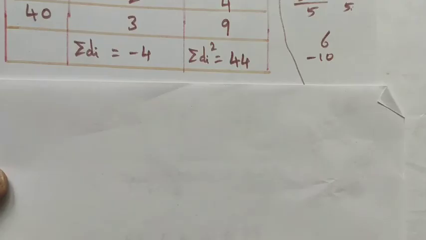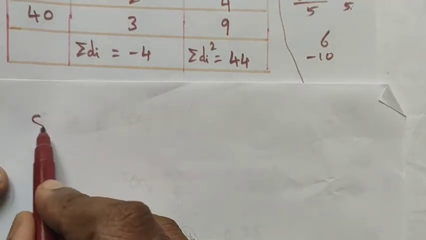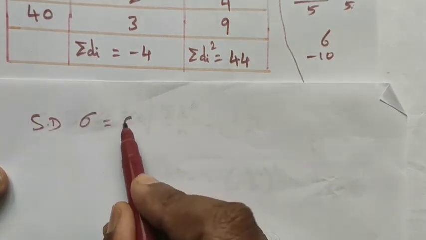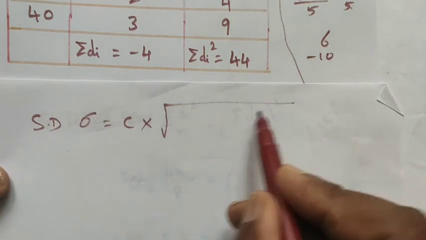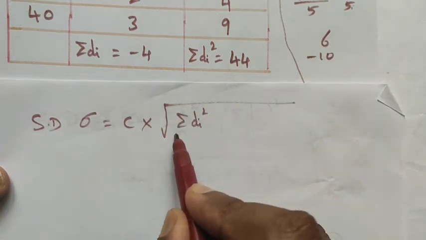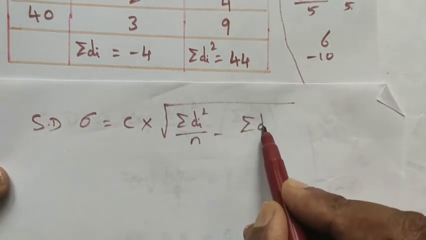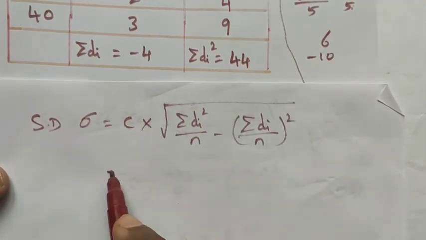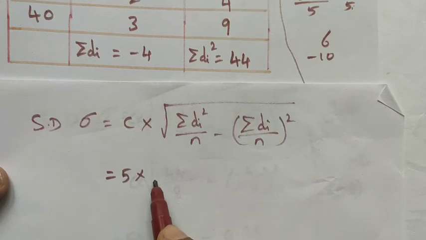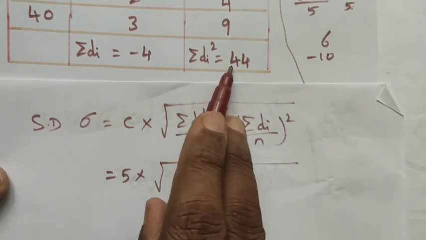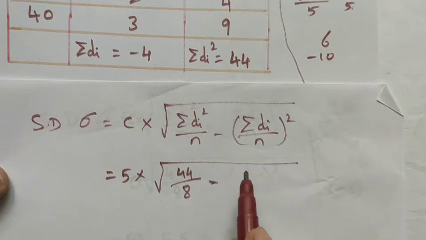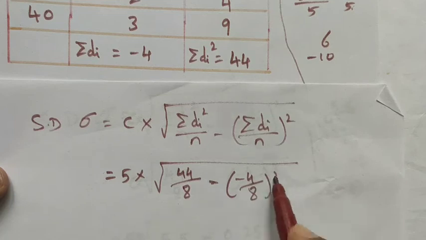Now we have the formula. Now we want to find the standard deviation. Standard deviation sigma is equal to, here we are using the step deviation method, C into root of summation di square divided by n minus summation di divided by n, whole square, is the formula. Now C is equal to 5 into root of summation di square is 44 divided by 8, n is equal to 8, minus summation di is equal to minus 4 divided by 8, whole square.